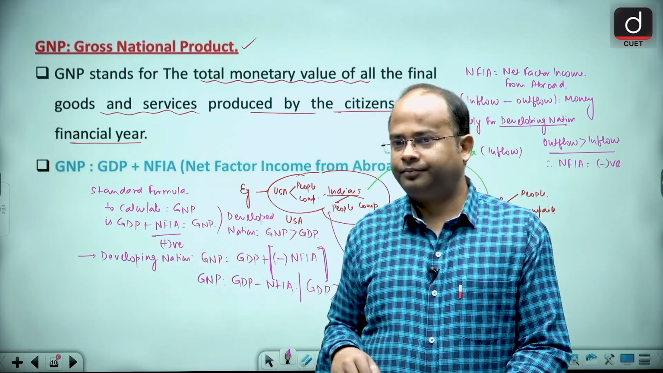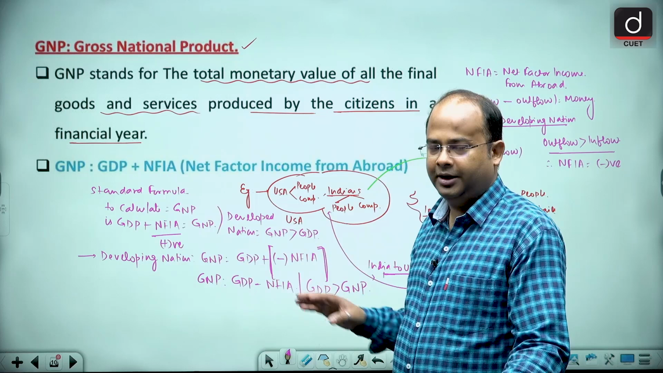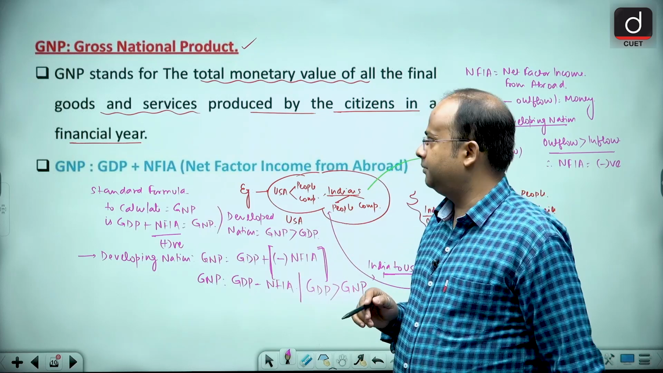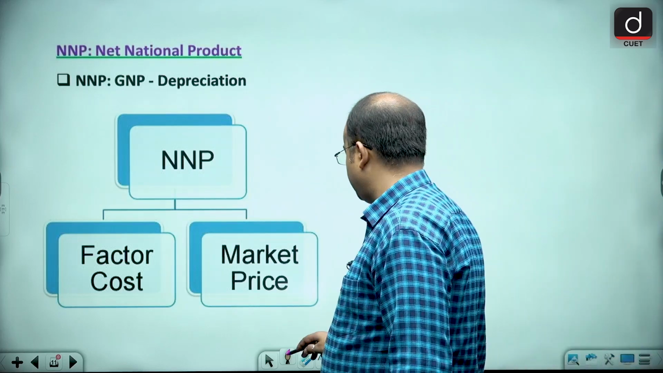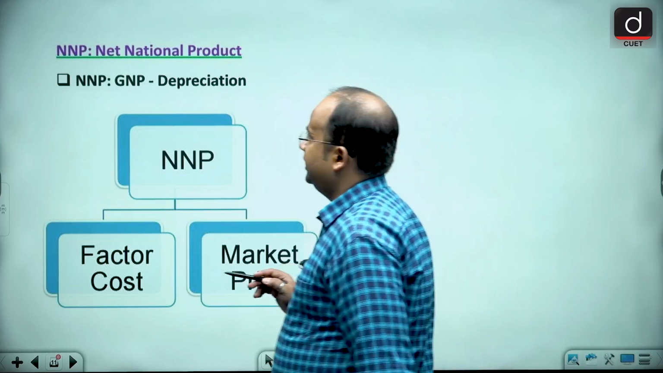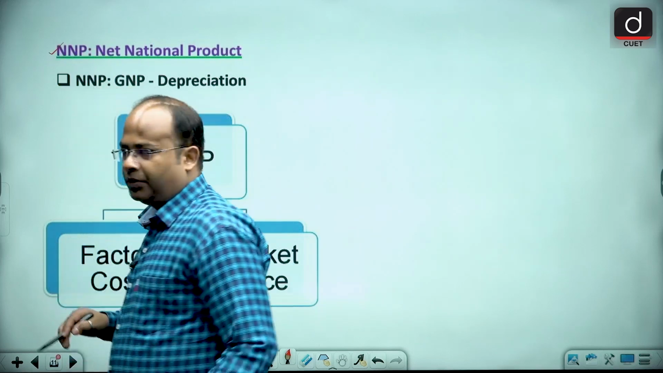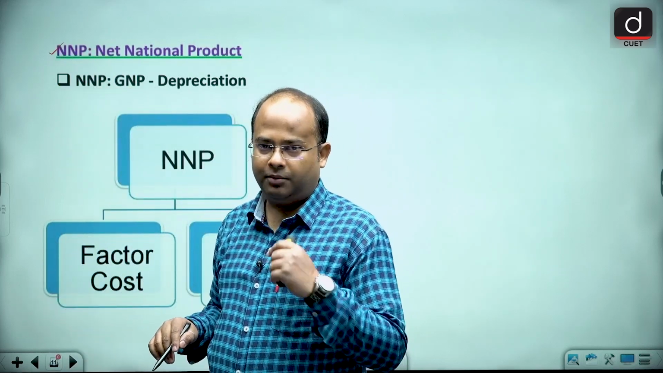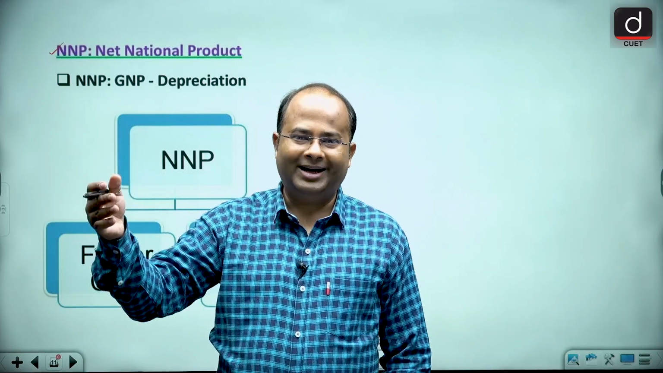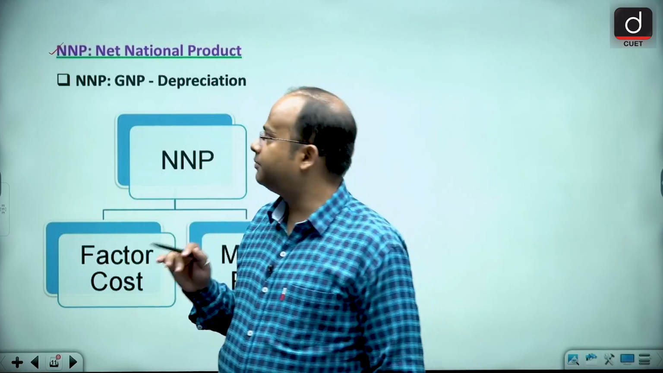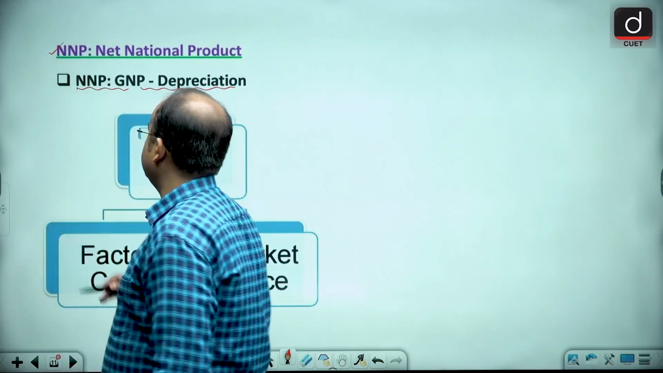Is that clear? So now you calculated GNP, that is GDP minus NFIA. Now guys, from GNP what we have to calculate? From GNP we have to calculate NNP. NNP is net national product. Now how to calculate net from gross? You have to subtract something to get net from gross, and what we subtract? We subtract depreciation. So NNP is GNP minus depreciation.